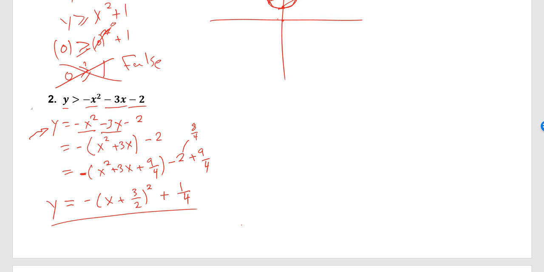So now I'm just going to graph this. Actually, let's graph it a little bit to the left. So my a is minus 1. My h is minus 3/2. Okay. And my k is plus 1/4.